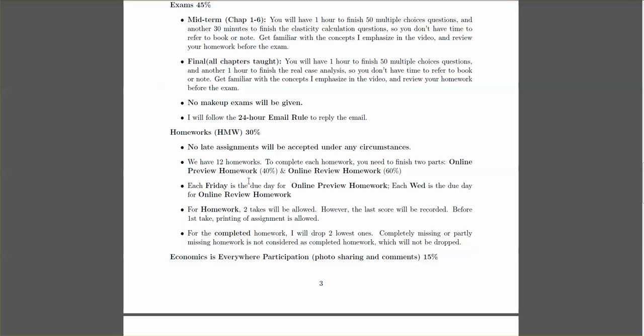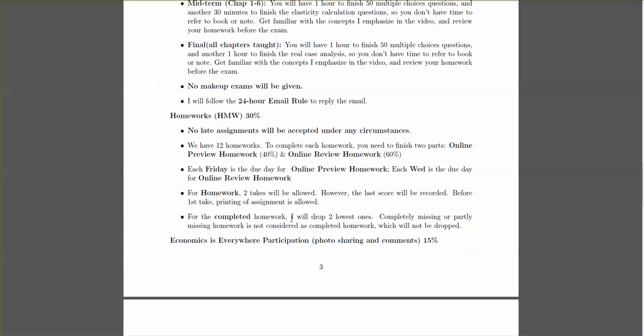So make sure when you finish the homework part 1, you still remember to work on the homework part 2. And if these 2 grades added together are pretty low, I will drop it. So make sure you finish working on it.